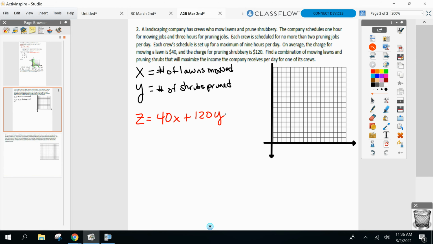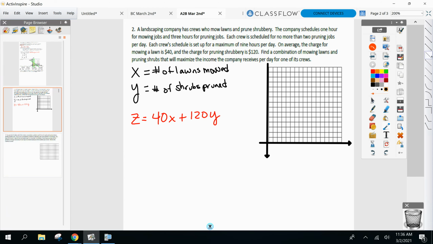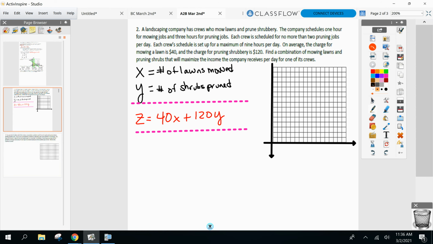Again, that's not to graph. That's to plug in your corners at the end. So good job there. Thank you. 40x plus 120y. All right, what are my restrictions now? Now it's time for the inequalities. All right, got my variables, got my objective. Now what are my restrictions?